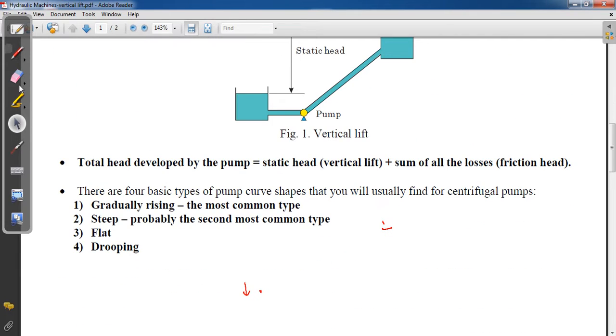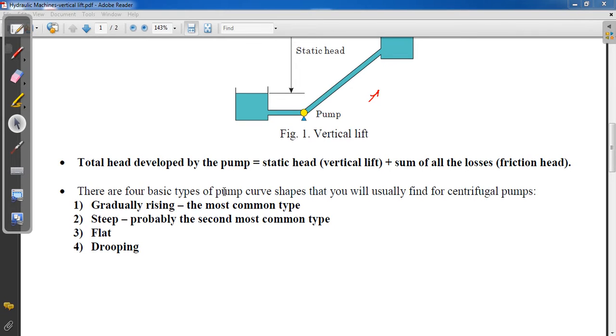Now if we talk about total head, the total head will be the sum of the static head plus all the friction head losses, because in between there will be a piping system and piping losses. So you have to give more power to the pump in the form of head. That will be the static head, known as vertical lift, and the sum of all losses, known as friction head. So the terminology is clear now.